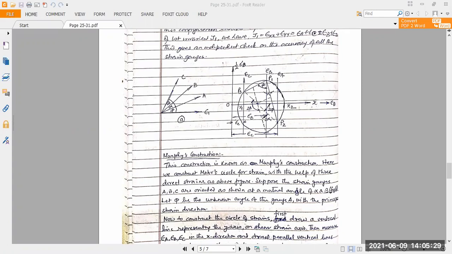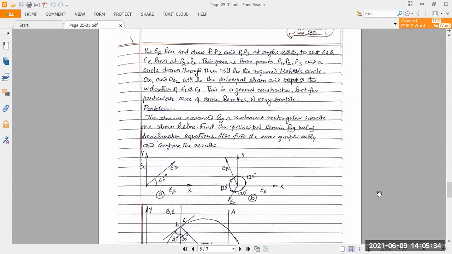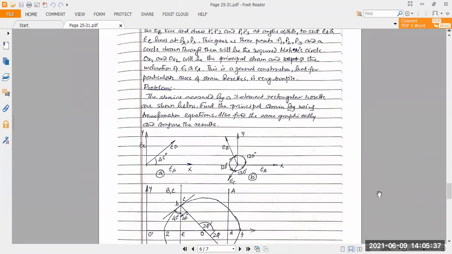Thus, this Mohr circle can be used to make certain mathematical calculations. Say, let us have a problem here. What is given in the problem? The problem is here, it is a figure shown below. The strains measured by three-element electrical strain gauges as shown in figure A. First, find out the principal strain by transformation equation, meaning analytically. Then also find out the same graphically and compare the results itself.